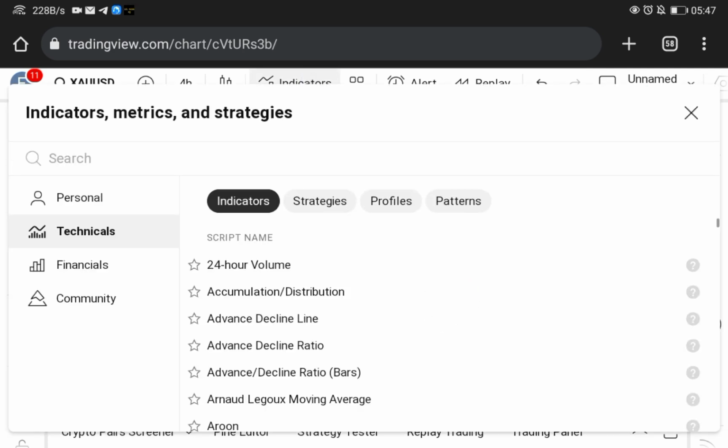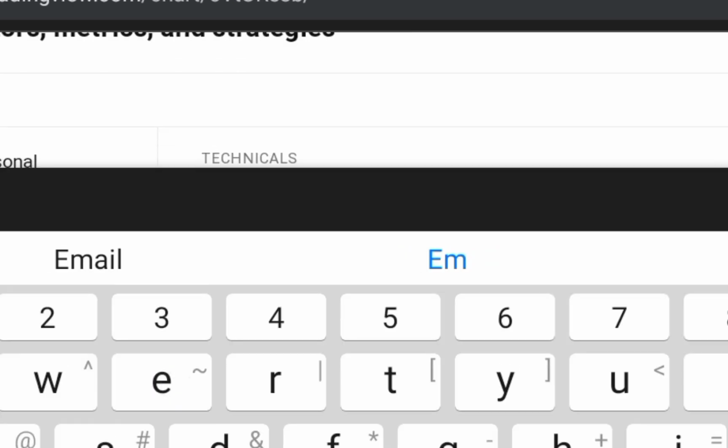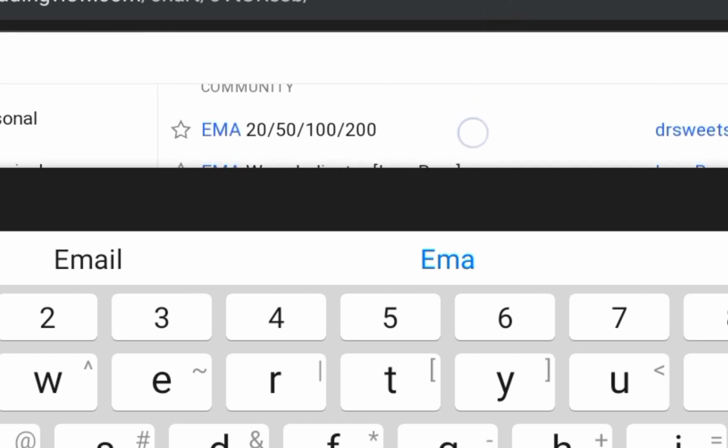I will type EMA in the search box. I'm doing this for the sake of new subscribers, to let them know how to implement this from scratch. So once you type EMA, you scroll. You will see an EMA popping up, not exponential, not the double, not triple, not reborn. Keep going. You come across this one that is written 20/50/100/200. You click on that very one by DA Suite.